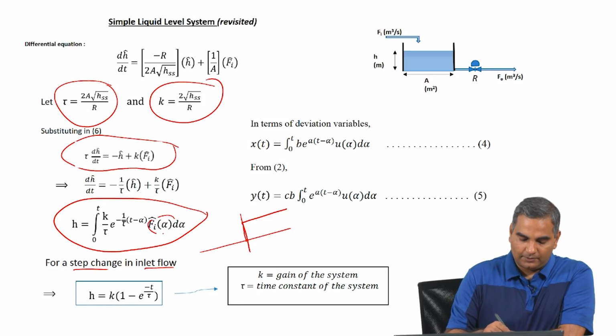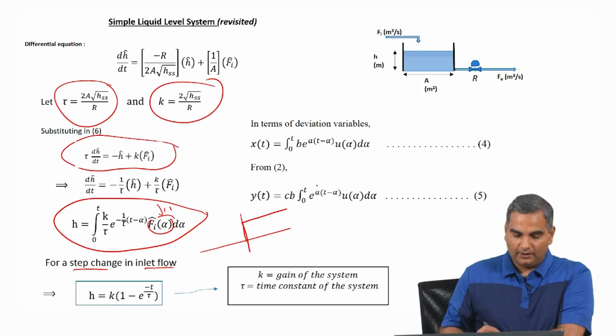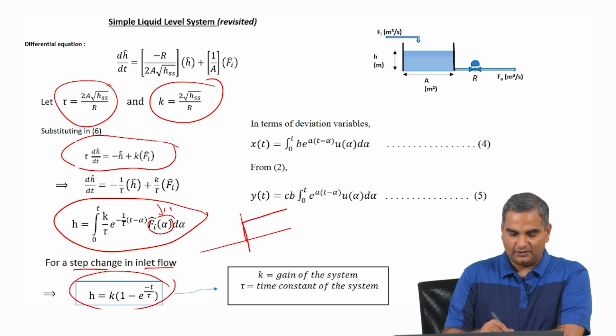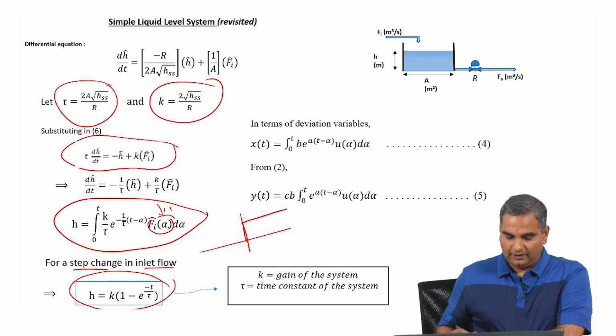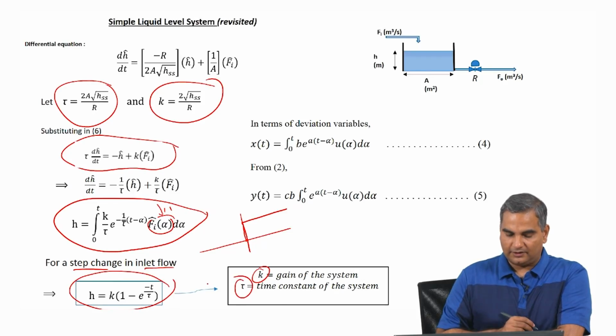So I can replace this by 1 if I want to predict how the height will change as a response to a step change. If you do that integration, you will get this as a solution. This I leave to you as an exercise: just substitute 1 for Fi of alpha and then integrate this and see what happens. In this equation, we call this k the gain of the system and tau the time constant of the system.